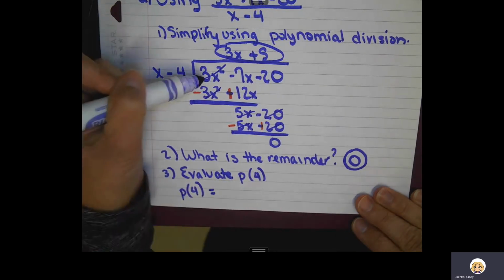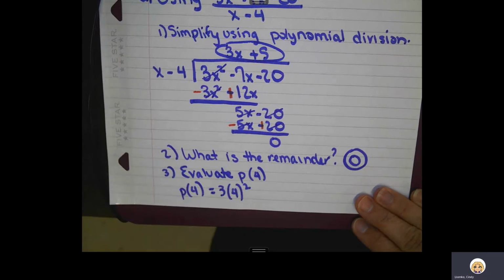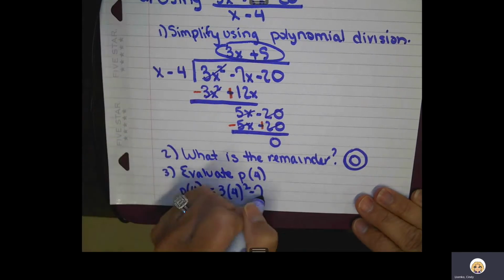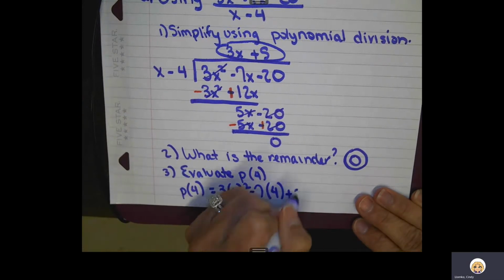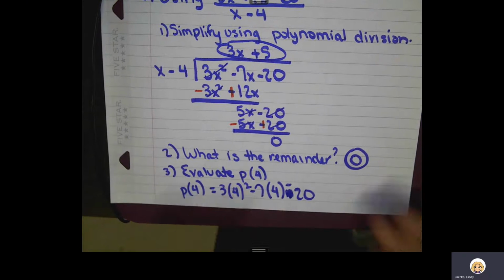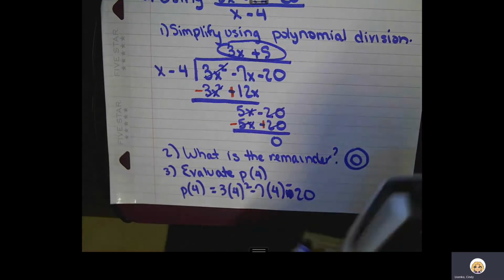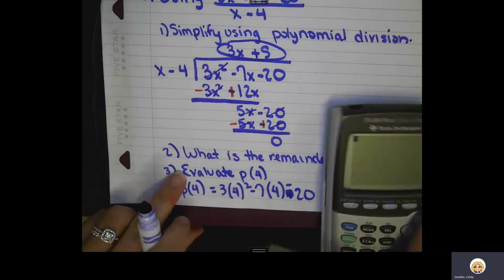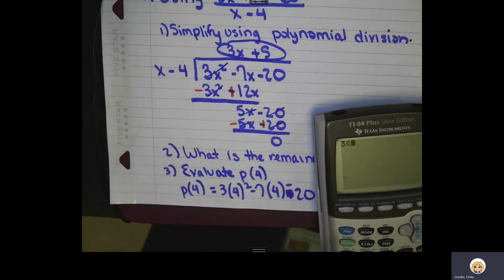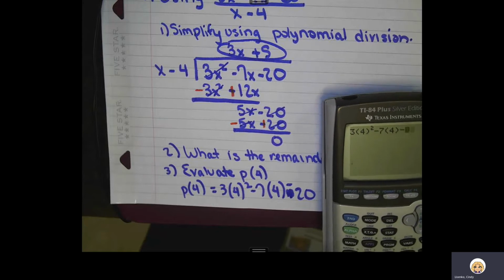instead of 3 times x squared, it's going to be 3 times 4 squared. Instead of minus 7 times x, it's minus 7 times 4, and then plus 20. Oops, minus 20. So let's get rid of that plus. So again, there's two ways I can do it. I can type into my regular screen what I have right here. So I'm going to type in 3 times 4 squared minus 7 times 4 minus 20.